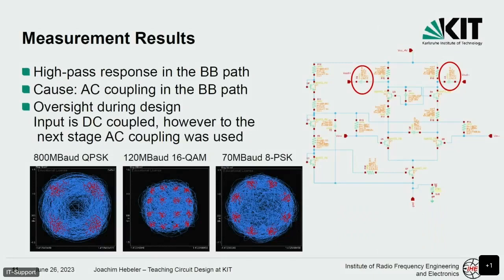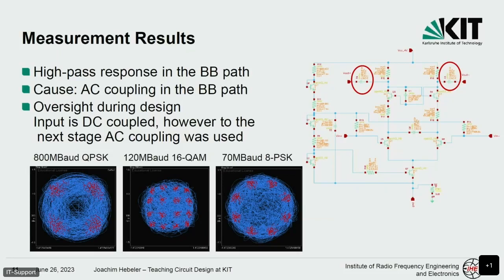We measured it and realized it doesn't work. Again, LVS is clean. The tape out is exactly what the schematic looks like. DRC is correct. EM simulations were correct. But still it doesn't work. And why didn't it work? Well, the students made a major oversight and built an AC coupling capacitor in their baseband path.